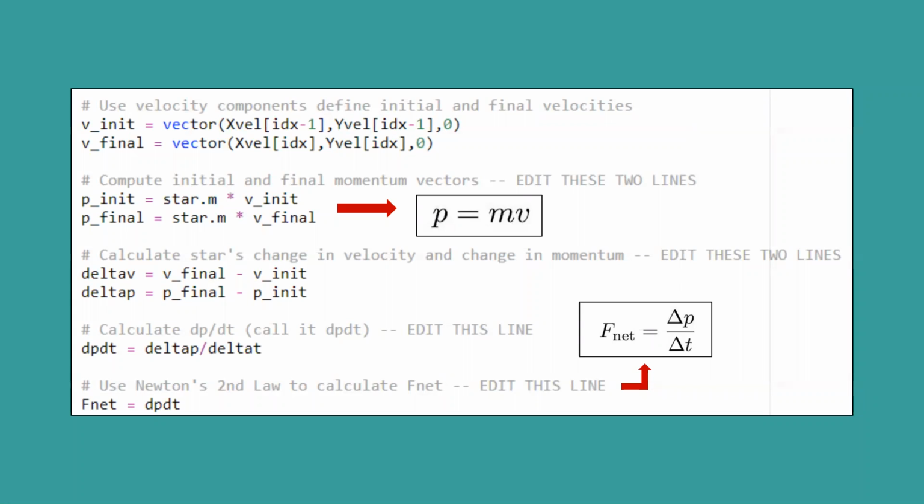In our calculation of the net force, we make two assumptions. Number one, we assume that the time between data points is 1 day. Number two, we assume that the net force on the star is due solely to a black hole.